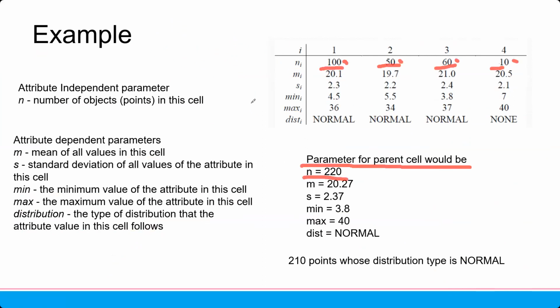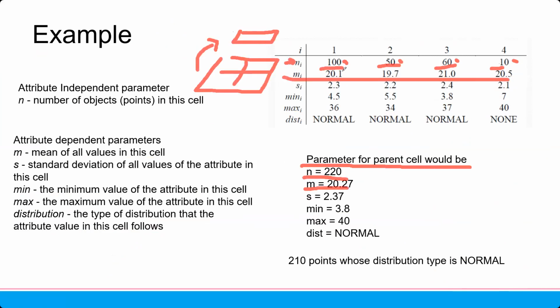Because we have 4 cells, we want to extract into the higher level cell. Then all data will be accumulated. What about the mean? We know the mean of each cell, so we just gather the means, and then we can get a new mean for the parent. What about the standard deviation? It's also the same. We can apply it with the standard deviation of every cell, and then we can get the standard deviation of the parent.